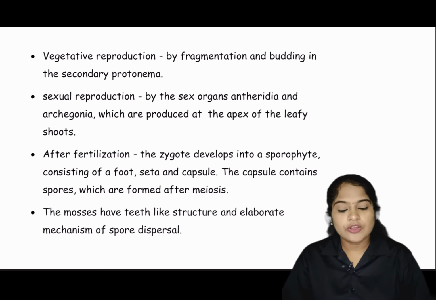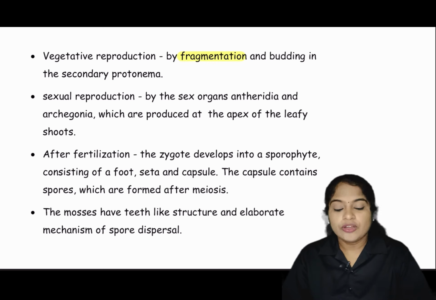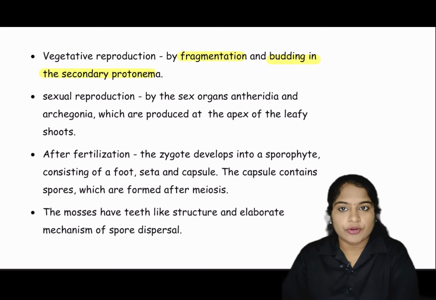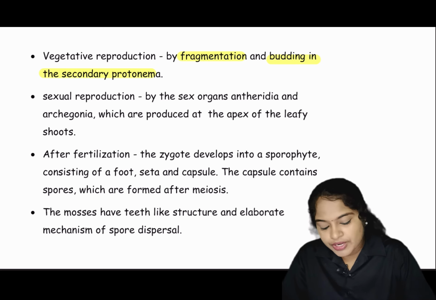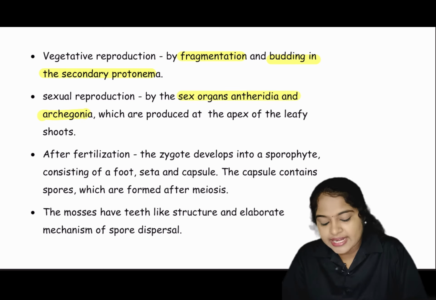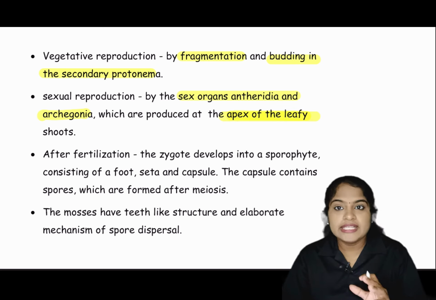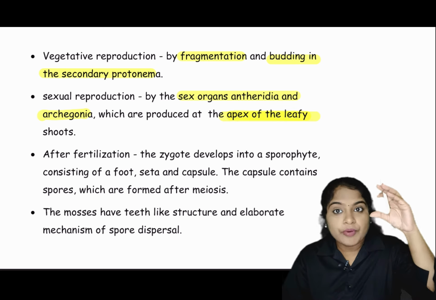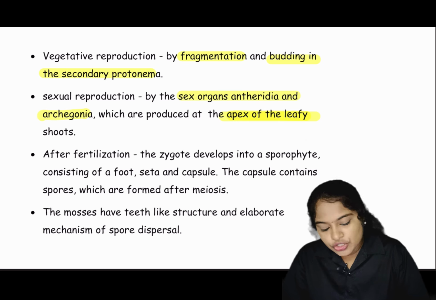Vegetative reproduction in mosses occurs by fragmentation and also by budding in the secondary protonema. Sexual reproduction is by sex organs, that is antheridia and archegonia, which are produced at the apex of the leafy shoots. So these antheridium and archegonium are produced on the apex of the shoot.